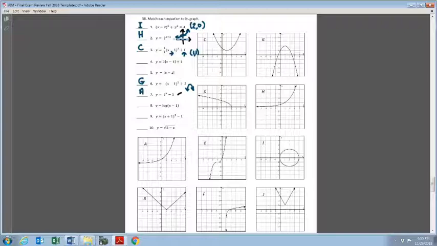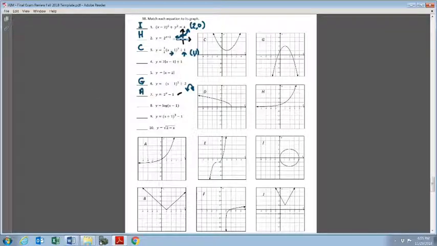Now let's look at number 4 and 5. These are both absolute value functions. We know an absolute value function is the V shape, and it looks something like that.